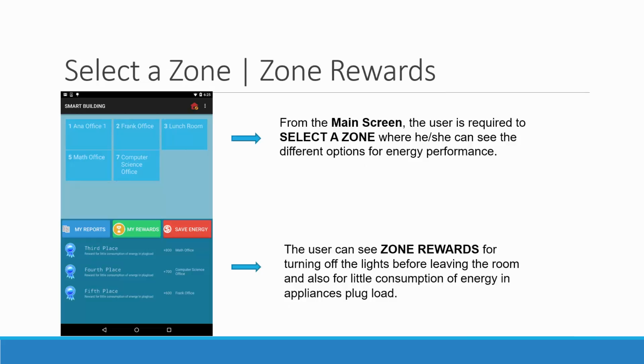Select a zone or zone rewards. From the main screen, the user is required to select a zone where he or she can see the different options for energy performance. The user can also see zone rewards for turning off the lights before leaving the room, and also for little consumption of energy in appliances' plug load.